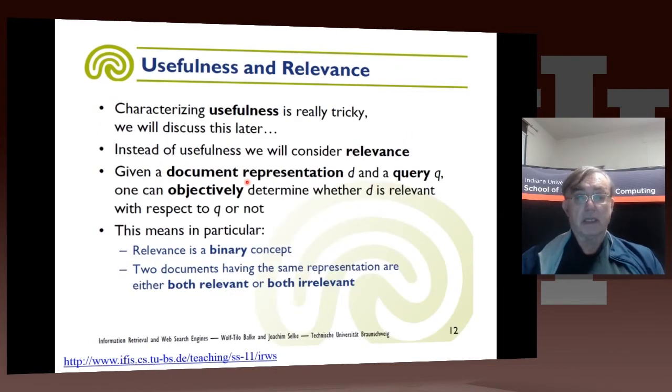Of course, nothing can take away the fact that we need to characterize usefulness. That's where we came up with this fancy TF-IDF formula, which is going to be used to build the relevance. So here we have the document representation, that's the TF-IDF. We have a query. We need to determine the relevance. And if we have the same representation, they're obviously both relevant or both irrelevant, or they actually have the same relevance. Well, that's clear.